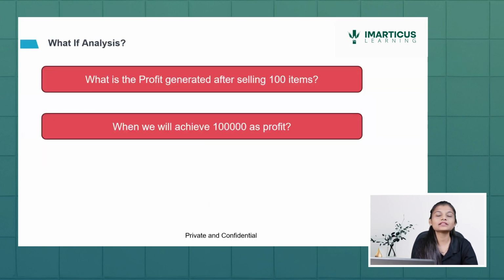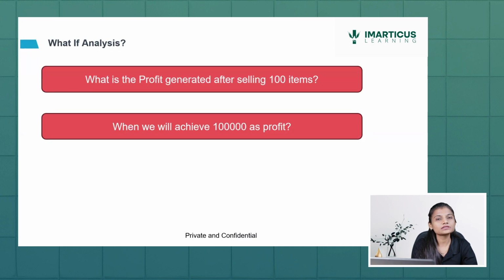As I'm an analyst for the company, the manager or the stakeholder of the company comes to me and asks me two questions. The very first question he is asking is, what is the profit generated after selling 100 items? Which means he wants to know what kind of profit would be generated when I sell 100 units into the market. Now obviously, as I said, this book is published this particular month and it is costing around 500 rupees.